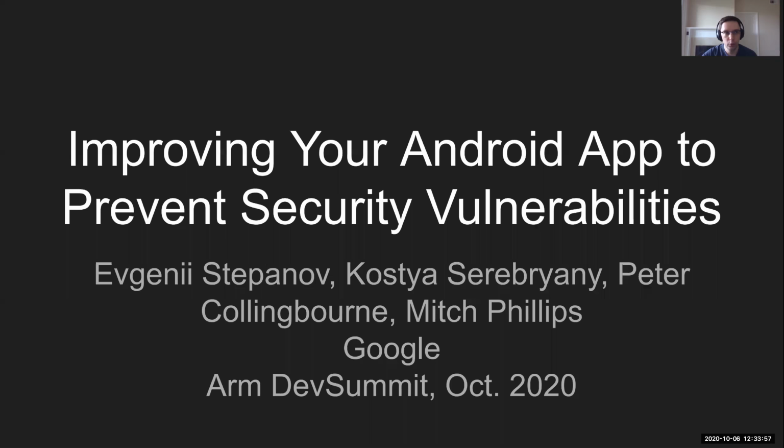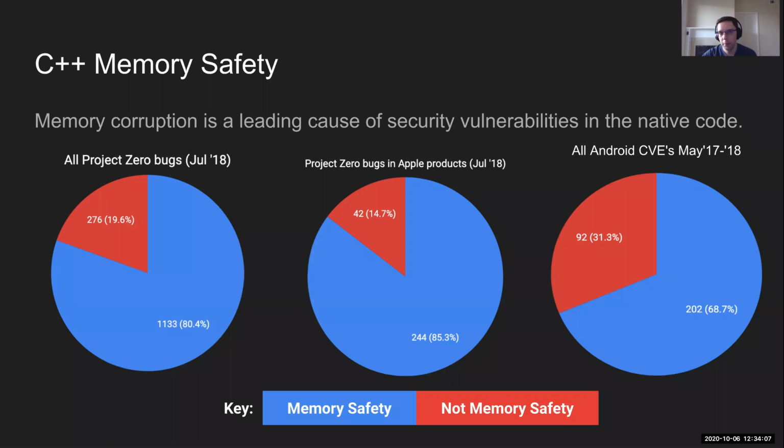How about we start with the presentation? The title is Improving the Android App to Prevent Security Vulnerabilities. The main topic here, of course, is C++ memory safety. And memory corruption issues in C++ in native code are known as a leading cause of security vulnerabilities.